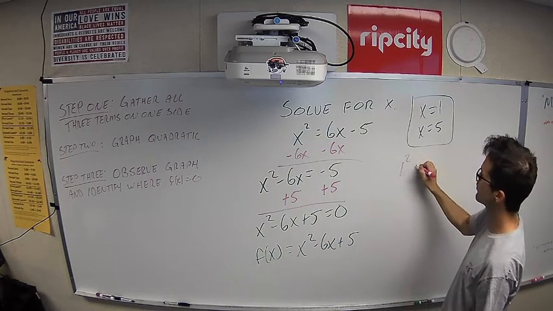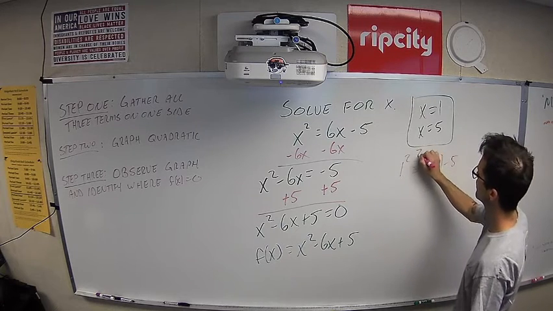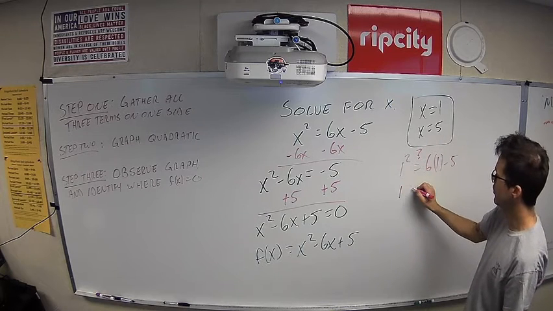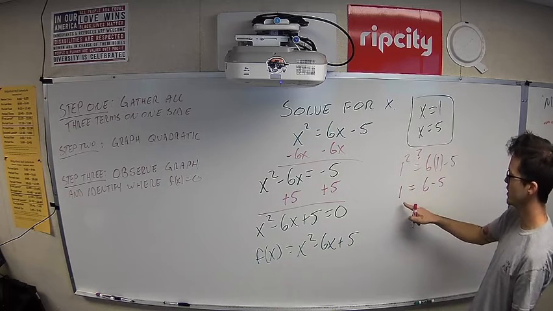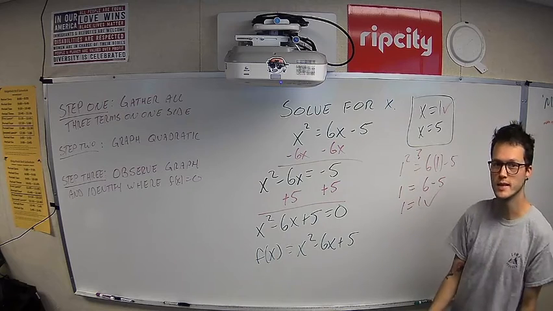So this is 1 squared equals 6 times 1 minus 5. And I'm going to put a little question mark here. Is it true? I don't know. Let's find out. 1 squared, that's 1. 6 times 1 is 6 minus 5. Oh, this checks out. 1 equals 1. Cool. So at least it's true that x equals 1.